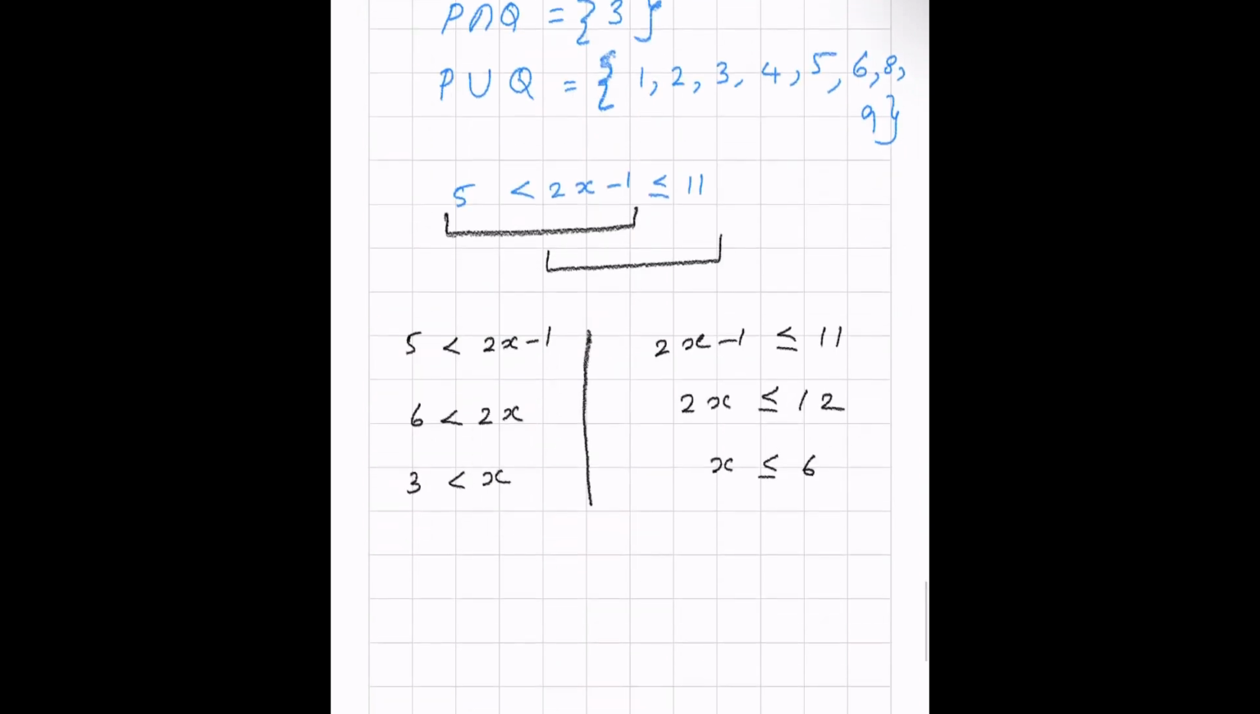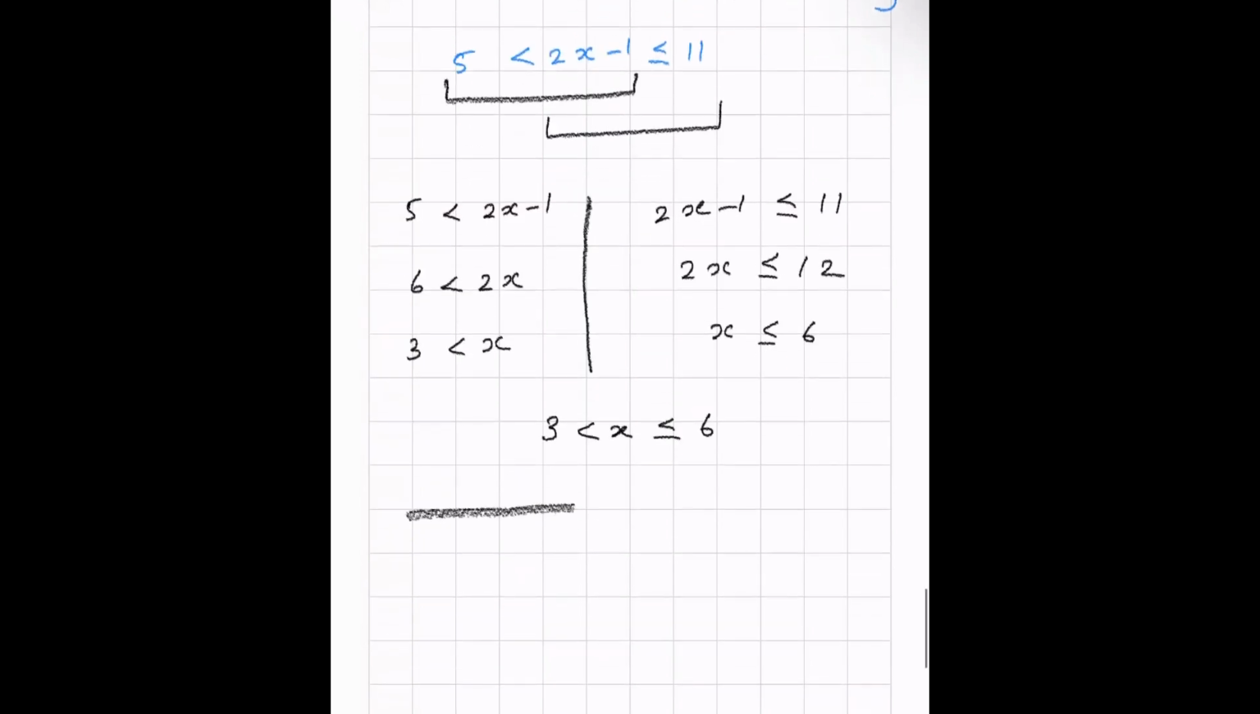So here, since this is one set of inequality which is combined, I should be combining the solution set also. So what is my solution set going to be? My solution set is actually 3 less than x less than or equal to 6, right? This is my solution set.